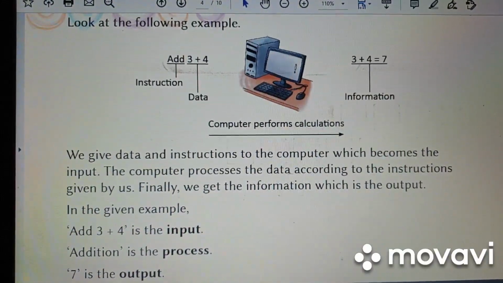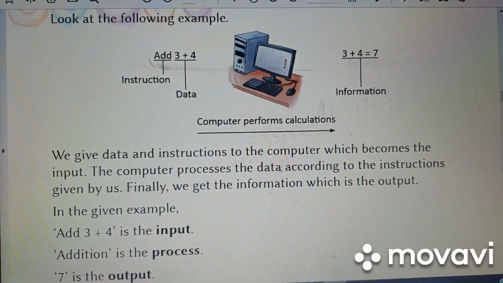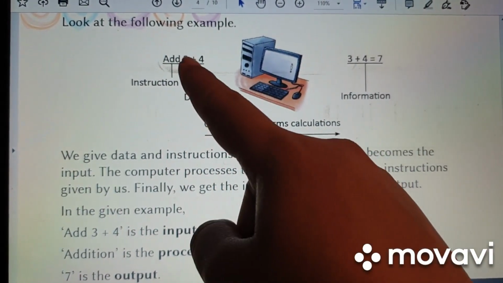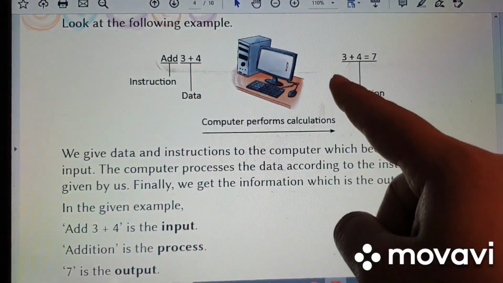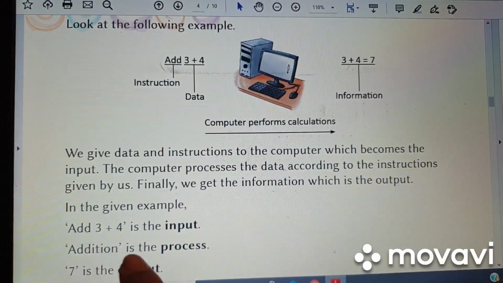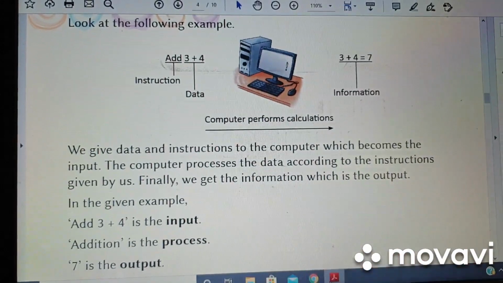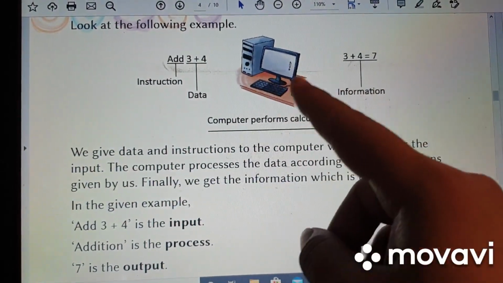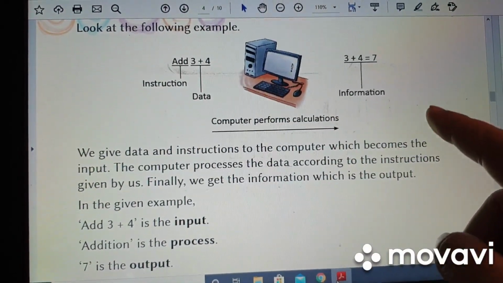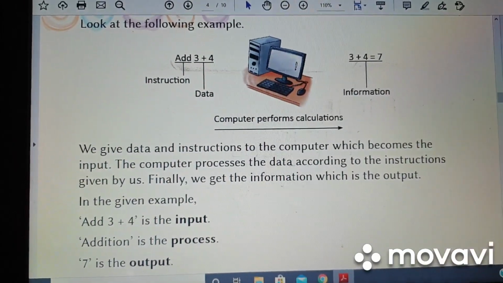Now let us understand more about the IPO cycle with the following example. Here, add is the instruction given to the computer, data is 3 plus 4 and information is 3 plus 4 is equal to 7. 7 is the output. So add 3 plus 4 is the input. When we say to the computer add 3 plus 4, it's the input. When the computer starts adding the numbers 3 and 4, that is the process. And when we get the final result, number 7, that is the output.